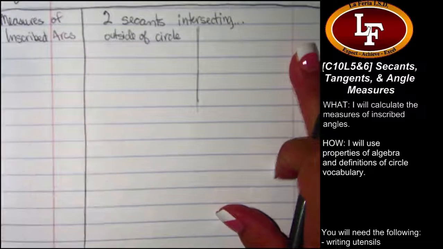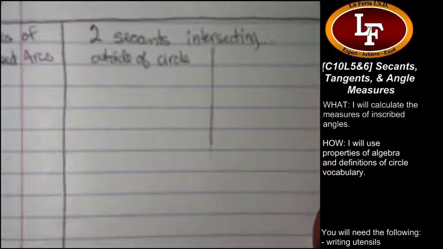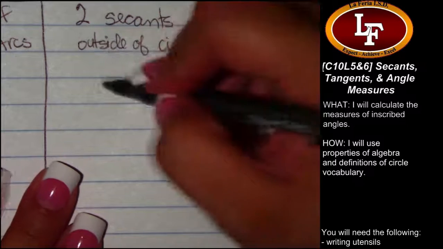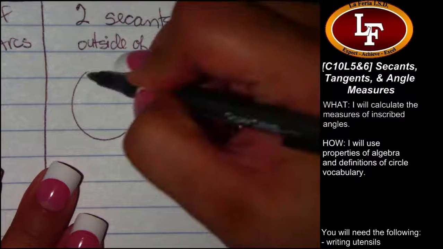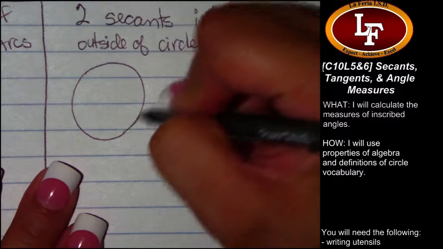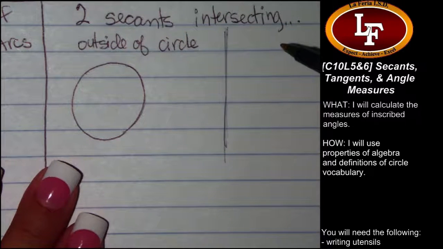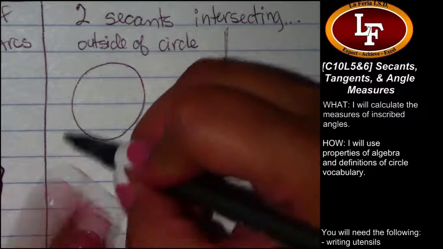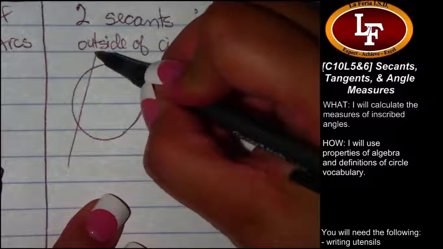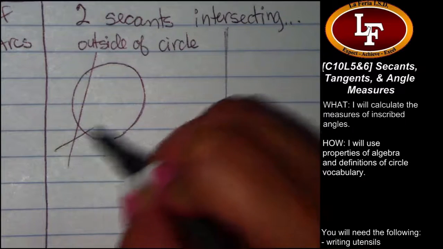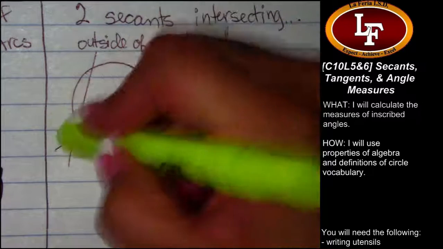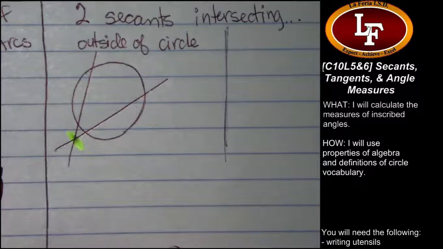Let's draw that picture. And I'm going to zoom in real tight here, so I can focus. Okay. So here's my circle. Again, you can freehand it. It doesn't have to be perfect. And we want to draw two secants. Secants are lines that intersect the circle in two places. So one secant line and two secant line. But the important part is that the intersection happens outside of the circle. Okay?